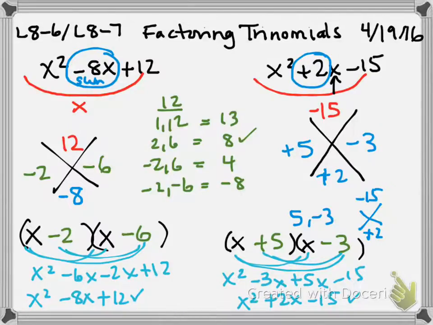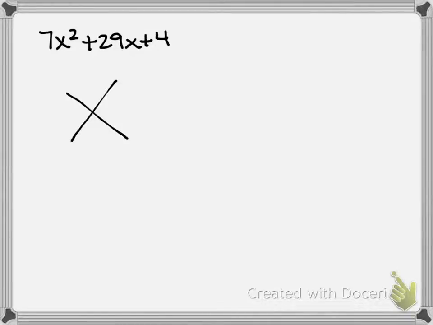Okay? So let's do one where the number in front is not 1. So let's do something that looks like this one. 7x squared plus 29x plus 4. Okay? So, and I can use this strategy. I'm going to add an extra step in this one because of the complication of the number not being 1 in front of my quadratic term, and I can use this all the time.